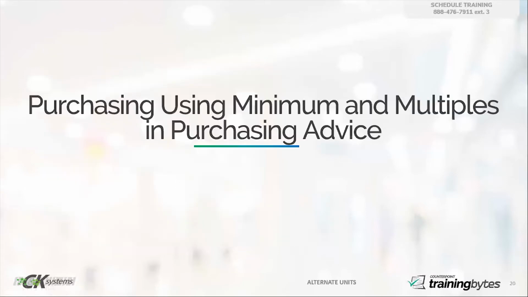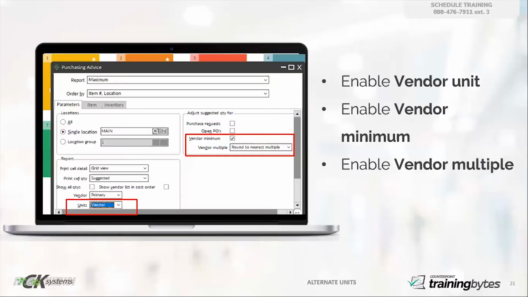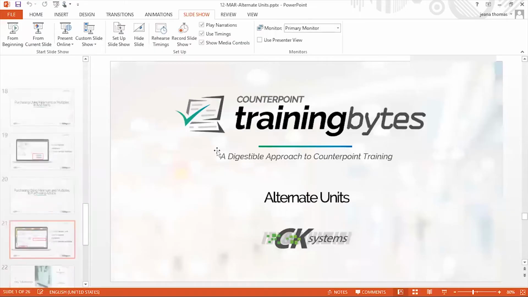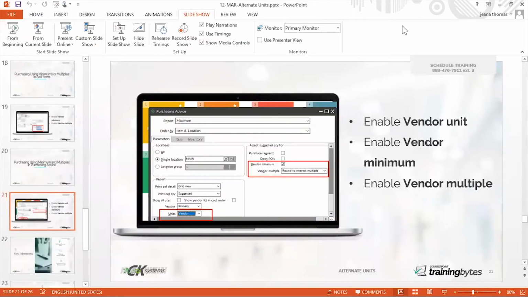The same thing is true in purchasing advice for those of you that use purchasing advice to build your purchasing documents, which is a great tool, by the way, if you've never used it. Same flag lives in there. Now, you'll notice down here on the lower left, the units defaults to a stocking unit, which would be your main stocking unit, the each. You can actually change this flag to vendor to say, pay attention to my preferred purchasing unit on this report and when you build my purchasing document. And you have that same flag to pay attention to the vendor minimum or to pay attention to the vendor multiple. So with that being said, let's go into the software and take a look.